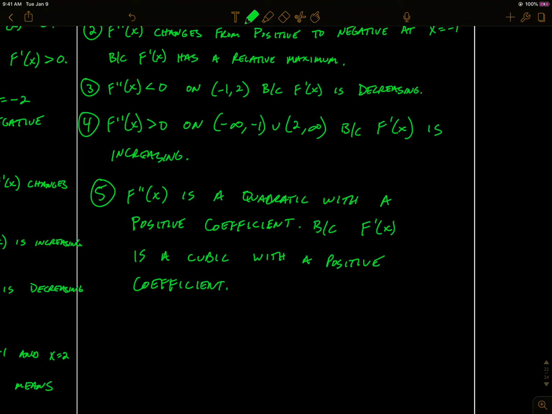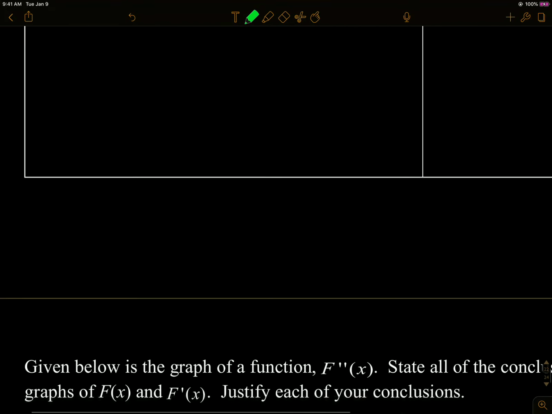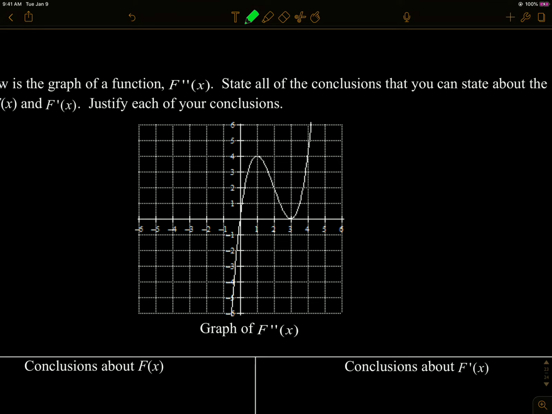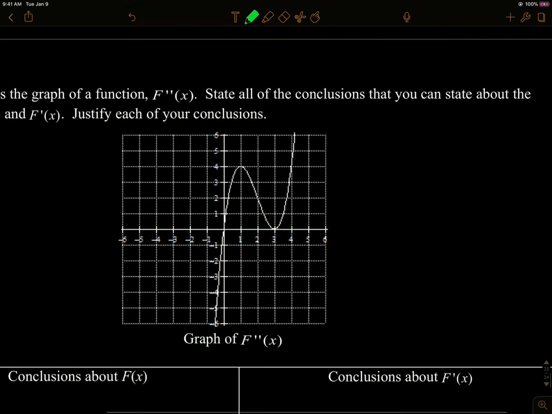Let's look at our last example. Here's a graph of f double prime. What can we say about f and about f prime? First of all, we know, again, that this second derivative here is a cubic, and it's got an upward trend. It's got an end behavior of down on the left, and then up on the right. So that upward trend means it's got a positive coefficient.